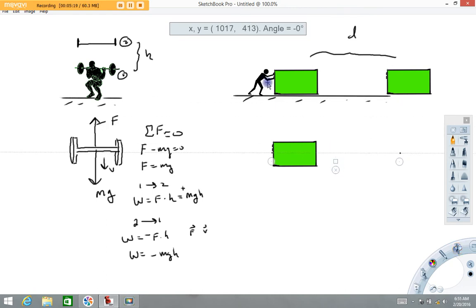This person is going to push on this box. It's going to slide along this path. Now we're going to imagine this example that it's moving at a nice constant speed. The force vector that they apply would point this way. The gravitational force on this would be down.